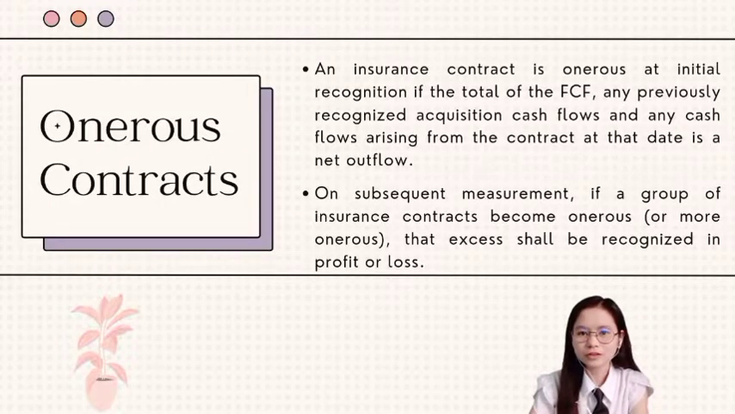Under onerous contracts, an insurance contract is considered onerous at initial recognition if the total of the fulfillment cash flows, any previously recognized acquisition cash flows, and any cash flows arising from the contract at that date is a net outflow. An entity shall recognize a loss in profit or loss for the net outflow, resulting in the carrying amount of the liability for the group being equal to the fulfillment cash flows, and the contractual service margin of the group being zero. On subsequent measurement, if a group of insurance contracts become onerous or more onerous, that excess shall be recognized in profit or loss.